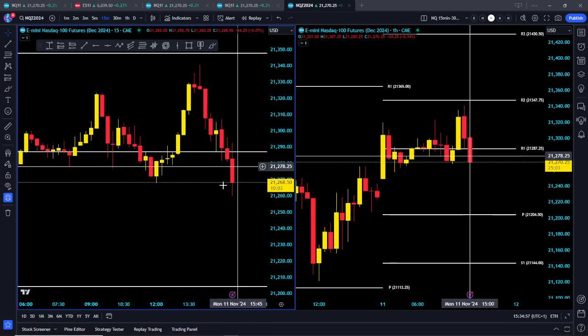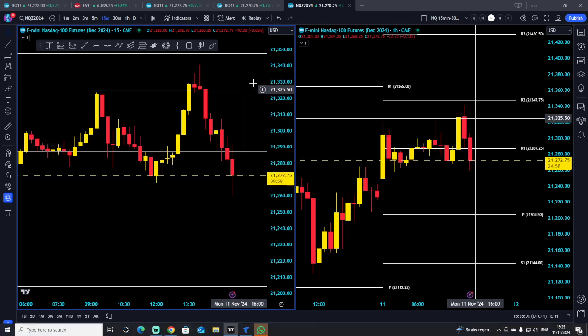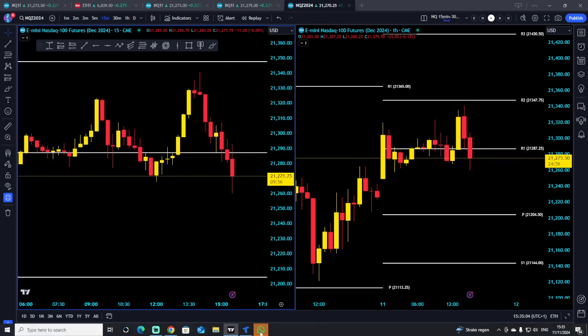So right now we're looking for some type of action that tells us, okay, there's some resistance. It's breaking over and then bouncing through it.